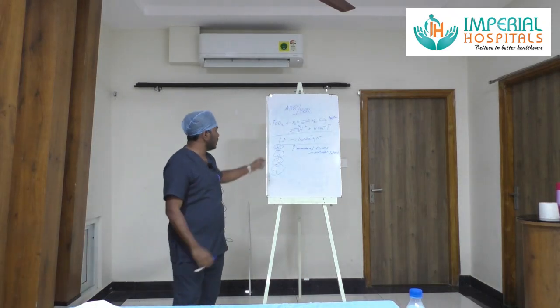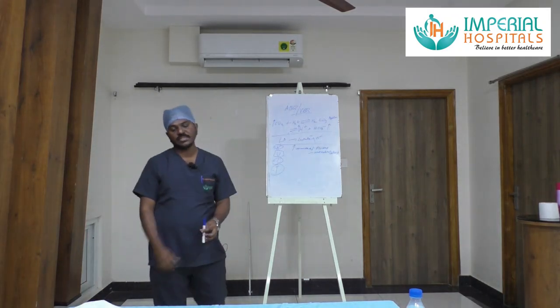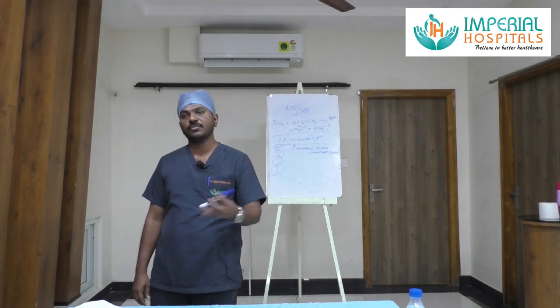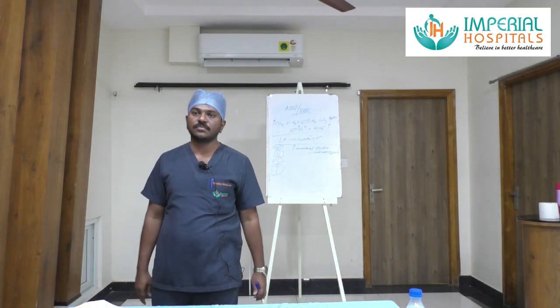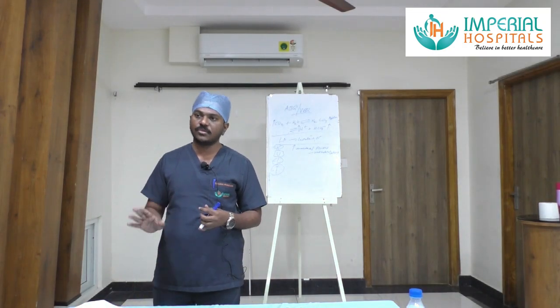So the primary thing here is ketones. Ketones can be due to starvation, ketones can be due to alcohol, ketones can be due to uncontrolled diabetes with relative or also absolute insulin deficiency.